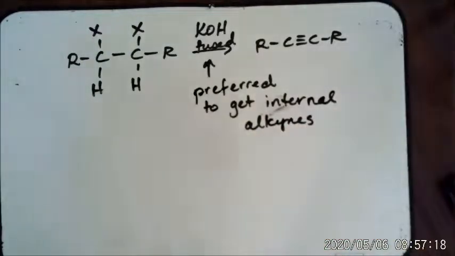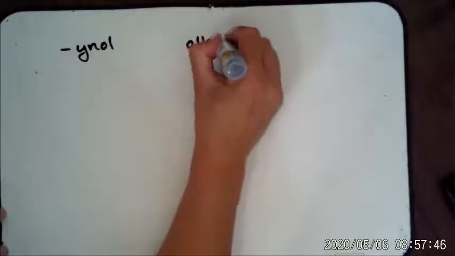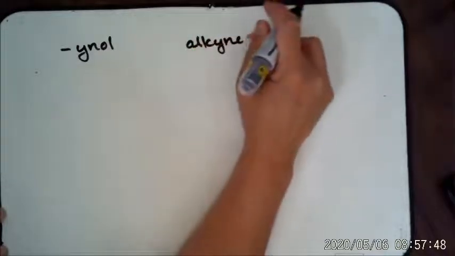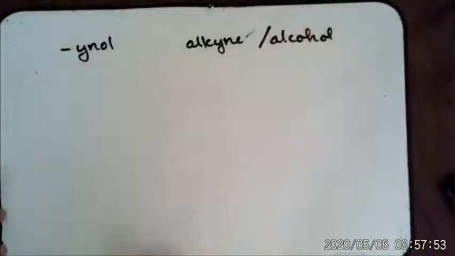Okay? Alright, so those are the ways that we make alkynes, just through elimination. What other ways can we make alkynes? Well, we can make what we call ynols. Okay, so what are ynols? Okay, these are alkynes with an alcohol. Okay, so how do you make those?